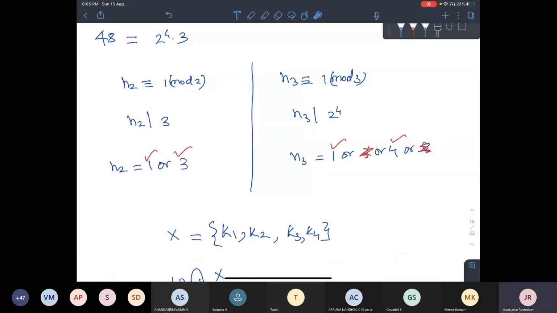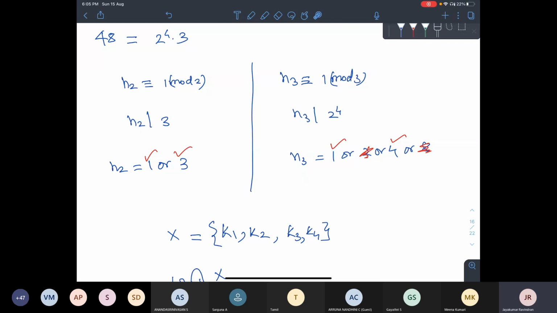For order 48, that is 2 power 4 into 3. I am telling you again, for the people who were not able to listen the first time, now listen. This is not PQ type, not P square Q type, not P power alpha type, not PQR type. That's why I wanted to do it alone.